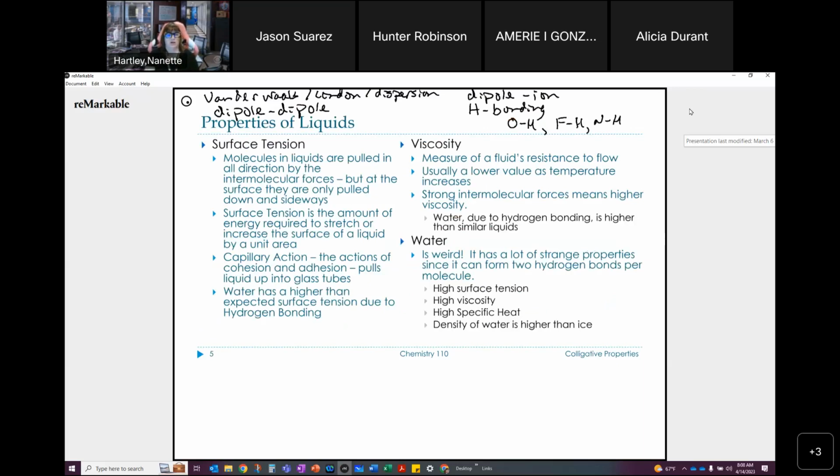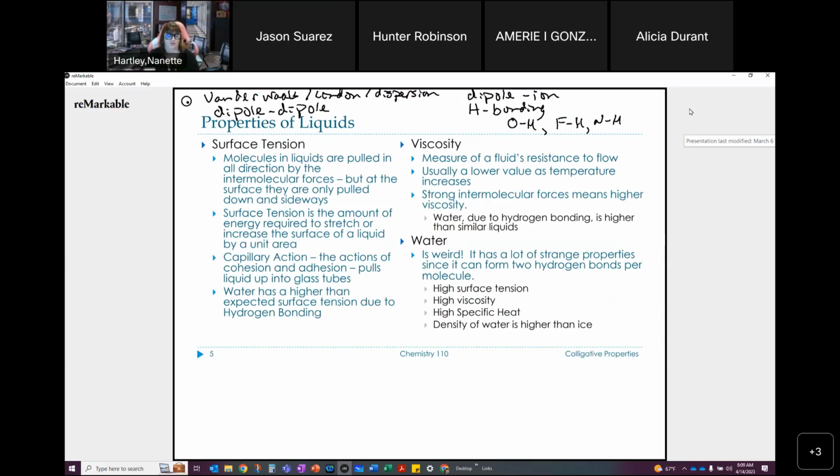So all of those interactions lead to differences in these materials. If we only have those van der Waals interactions holding things together, then there's not as much energy required to move that material. If we also have dipole-dipole interactions, then more energy is involved. If we have ion-dipole interactions, more energy is involved. And with hydrogen bonding, even more energy is involved. It's a much bigger difference for that hydrogen bond.